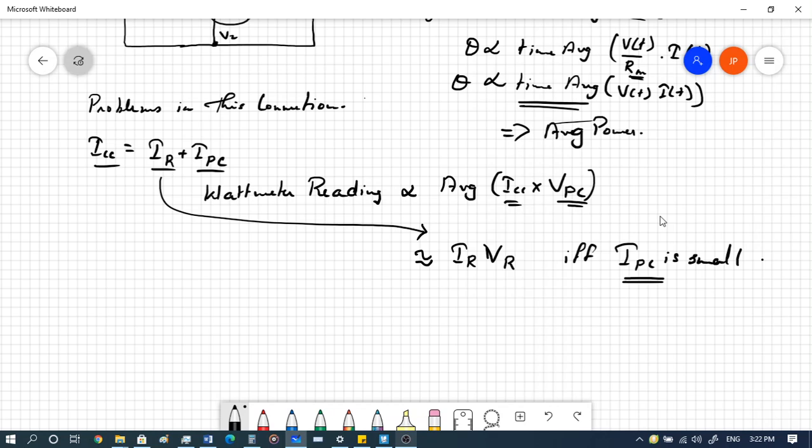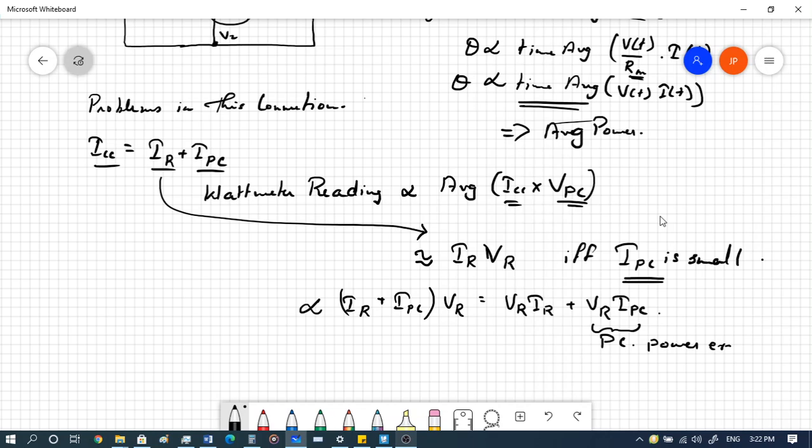So if we substitute that as IPC into VPC, you'll get the wattmeter reading proportional to IR plus IPC into VR, that is equal to VR into IR plus VR into IPC. So this is the pressure coil power error in the measurement, and this is our load power, right?